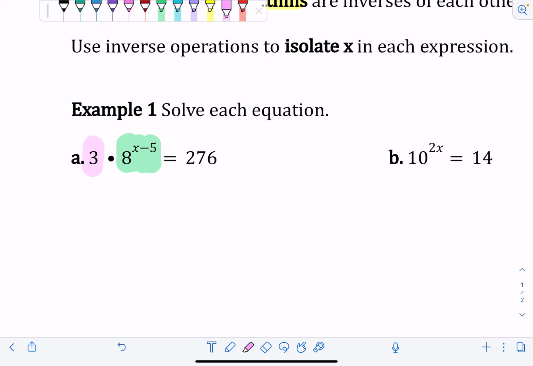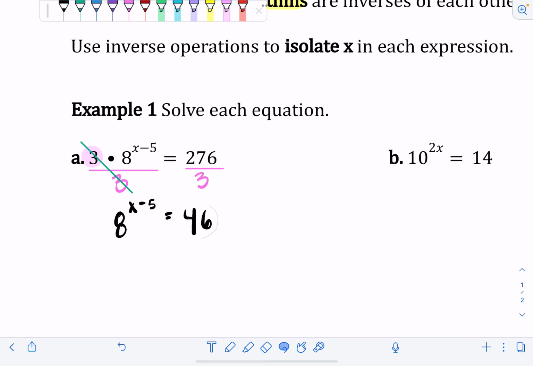I don't have to get rid of this minus 5 because it's with the exponent. I can't really get rid of it until the end. But if you have something being multiplied out in front or added after that's not a part of the exponent, those you would want to get rid of. Okay, so if we want to cancel out the 3, it's being multiplied, so I'd have to divide by 3, and then I'd have to do it on the other side as well. So the 3 divided by 3 cancels out, and 276 divided by 3 is 46. So this would be 8 raised to the x minus 5 equals 46.